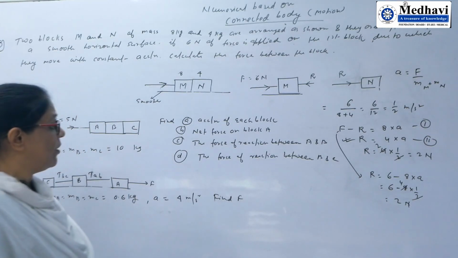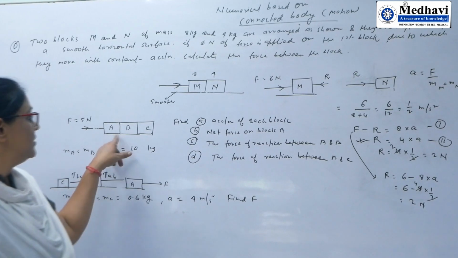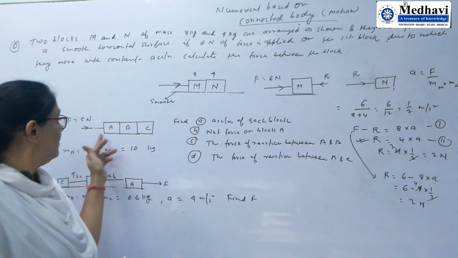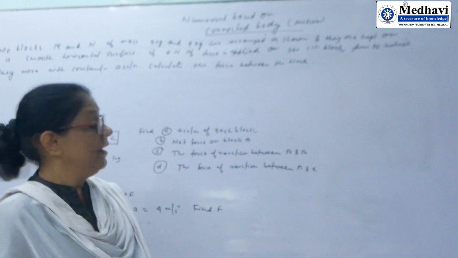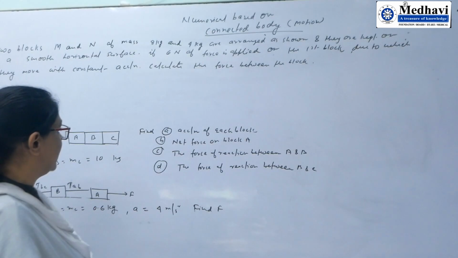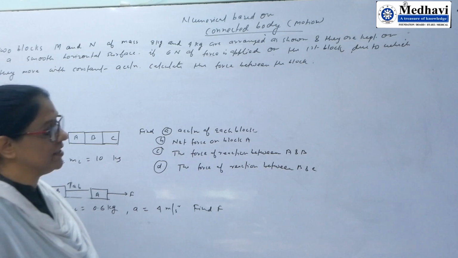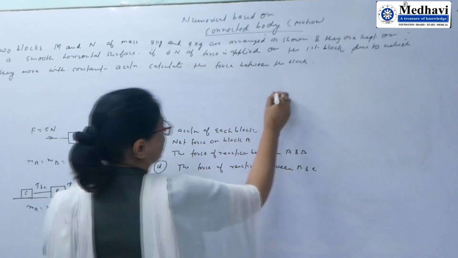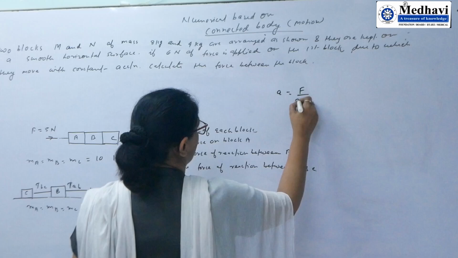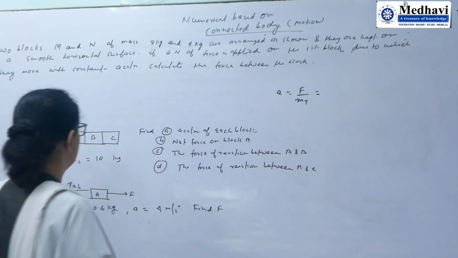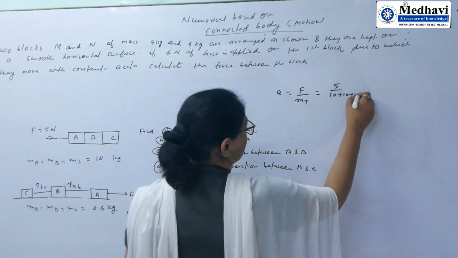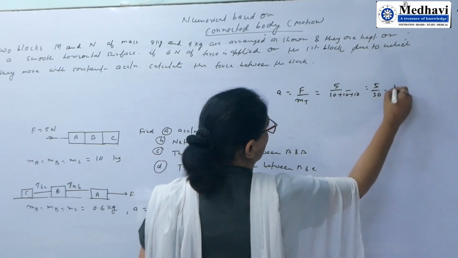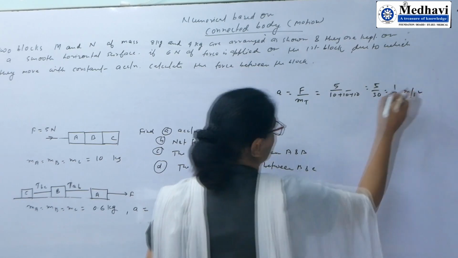Second question, again this is a free body diagram, but it is a little bit different from that because here three blocks are there. So what is the difference that we will see? In this case, first you have to find the acceleration of each block. That is common, as in the previous case. Common acceleration. Acceleration is equal to force by total mass. Each body has equal mass, so you can write 5 by 10 plus 10 plus 10, that is 5 by 30, 1 by 6 meter per second square.